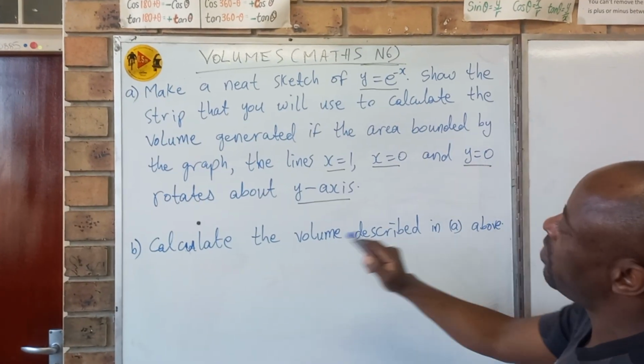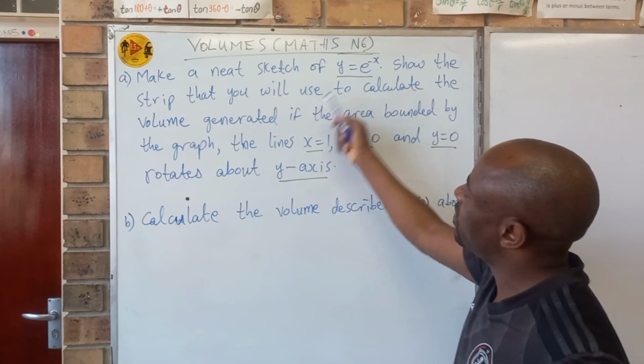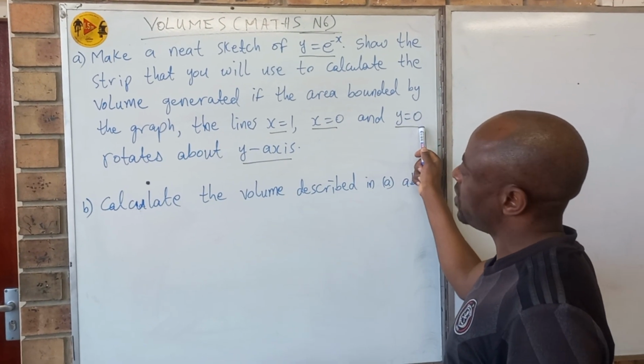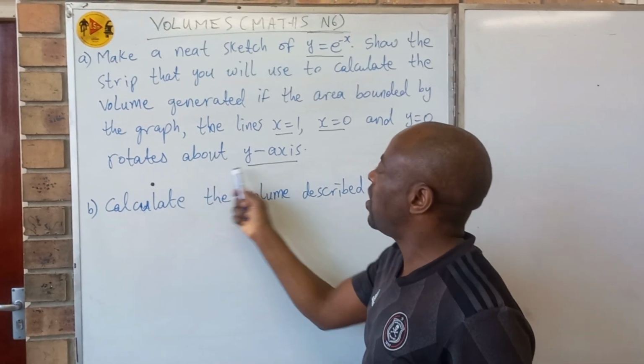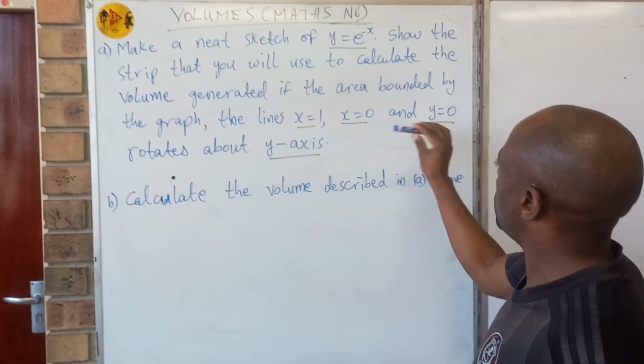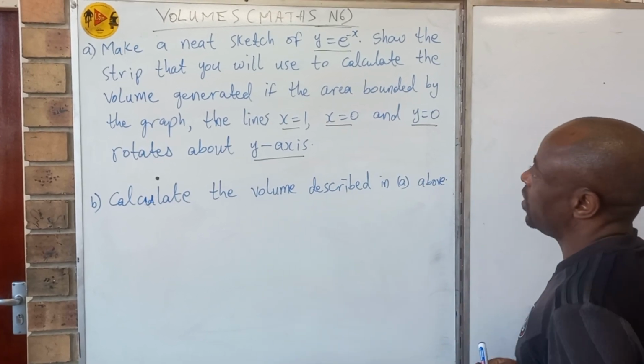If the area bounded by the graph, which is that graph, the lines x equal to 1, x equal to 0, and y equal to 0, rotate about the y-axis. So you can see, once I go through the problem, I underline the important things in the question.